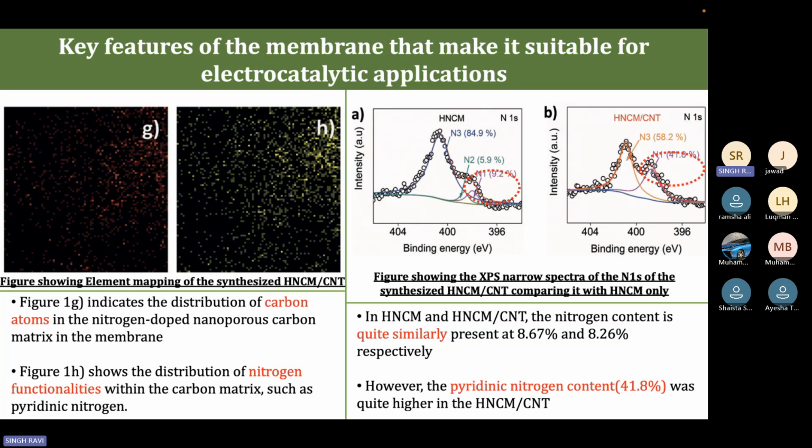And for further analysis, they also measured the XPS to get a clear idea about the composition of this catalyst under the surface, where they found that the nitrogen content within just the nitrogen doped carbon catalyst and the nitrogen doped carbon membrane along with the carbon nanotube differed, they found a difference in the doping of the nitrogen content along with these two different catalysts.